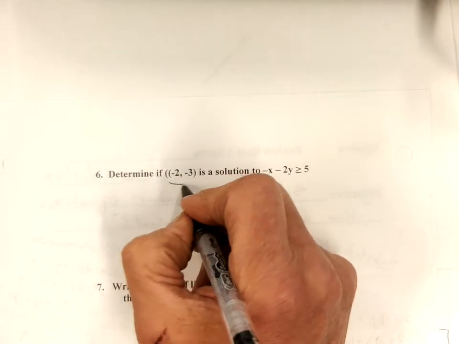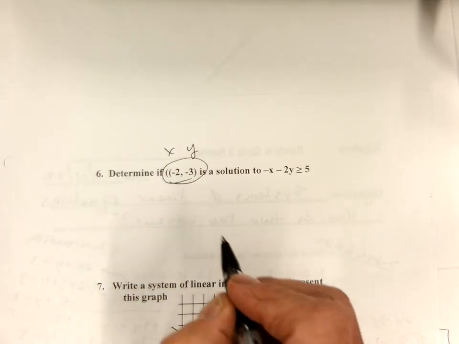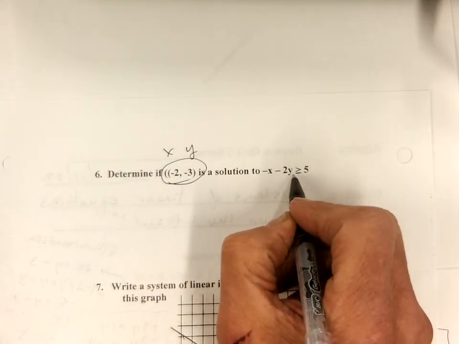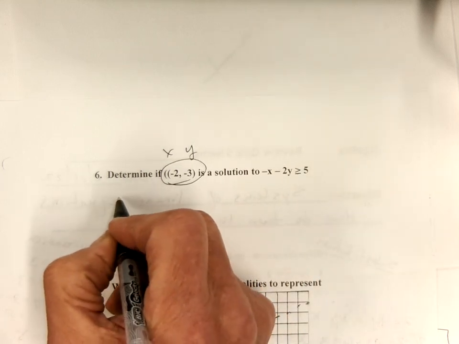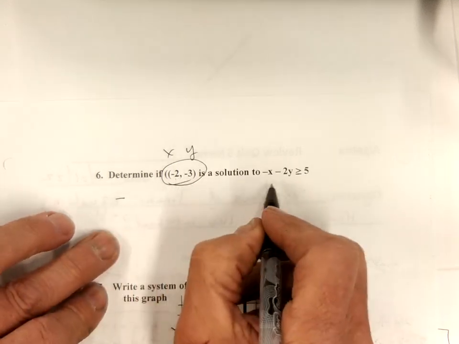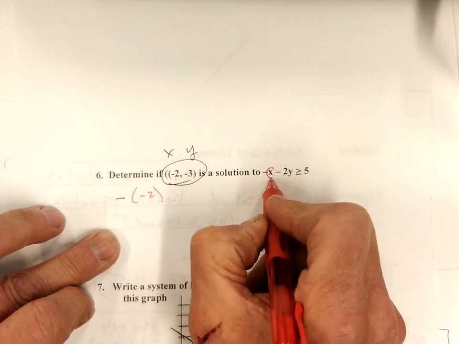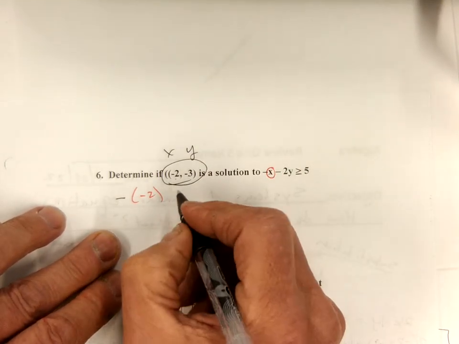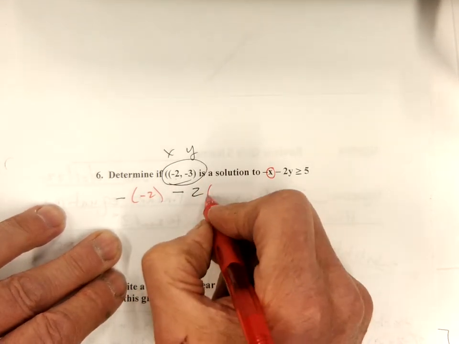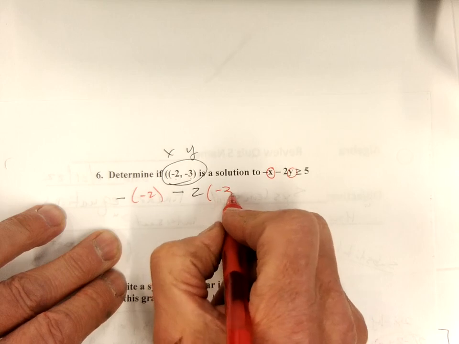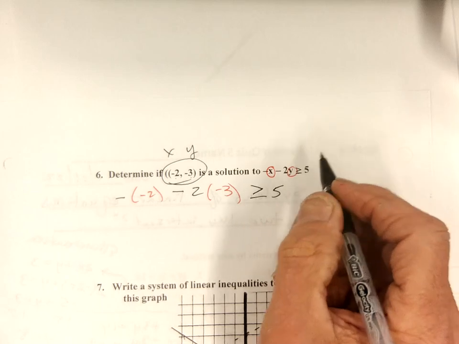Okay, is this a solution? Well, that's an x value, that's a y value. If I plug negative 2 in for x and negative 3 in for y, will the answer be greater than or equal to 5? I don't know. Let's check it out. So I'm going to put negative 2 in for x, so a negative of a negative 2, because I'm going to put that right there. Subtract 2 times, put negative 3 in for y, negative 3. Is this going to be greater than or equal to 5? I don't know. Let's check it out.